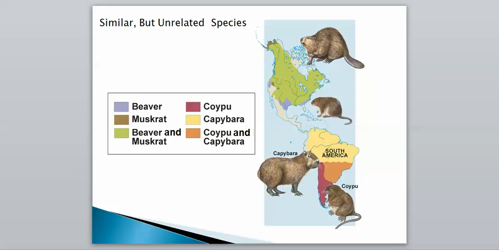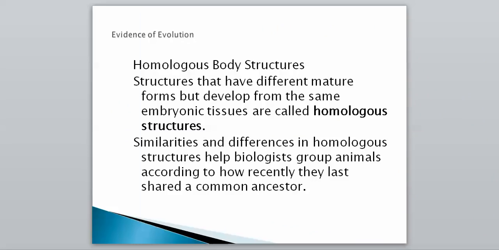This is just further proof that unrelated species can develop similar things, and that's showing that natural selection is occurring because it's picking the most favorable adaptations to help these organisms survive. So that's how geographical distribution can tell us that organisms are related.